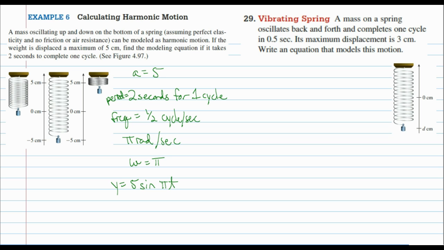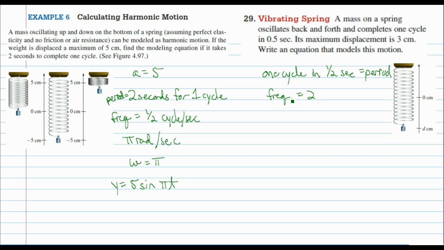Same situation. A mass on a spring oscillates back and forth and completes one cycle in 0.5 seconds. So one cycle in 1/2 of a second. Well, that's a little bit weird. That is the period. So the period is 1/2, which means the frequency is 2. So backwards from the other problem that we did.